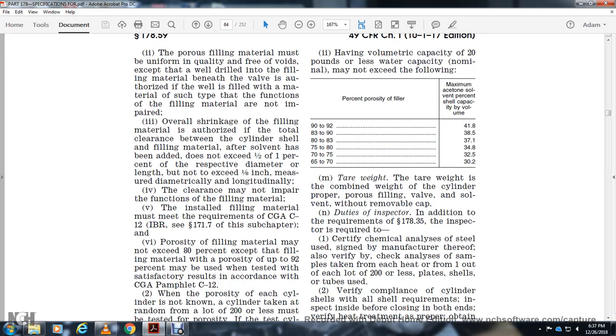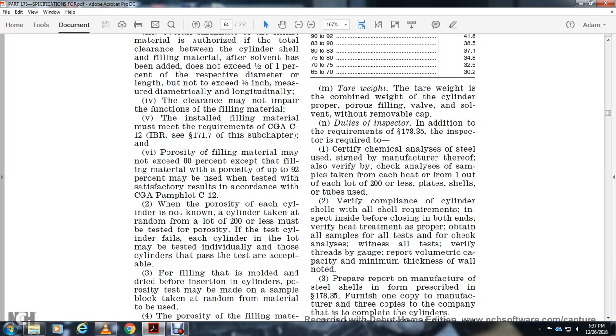The porous filling material may not exceed 80% porosity, except that porosity up to 92% may be used with a test and satisfactory result in accordance with the CGA third panel of C-12. Porosity of each lot of cylinders: a random sample of at least one cylinder from each lot of 200 or less must be tested. If the test cylinder fails, each cylinder of the lot may be tested individually. Those cylinders that pass the test are acceptable.